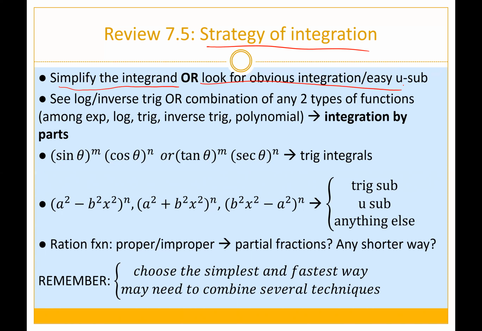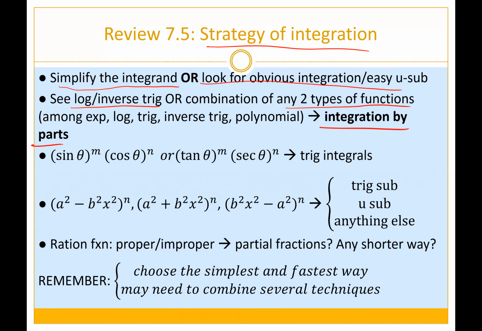Then if you see a log or inverse trig, or a combination of any two types of functions, this sounds familiar to us, because when you have two different kinds of functions, it's the sign that you're going to use integration by parts.